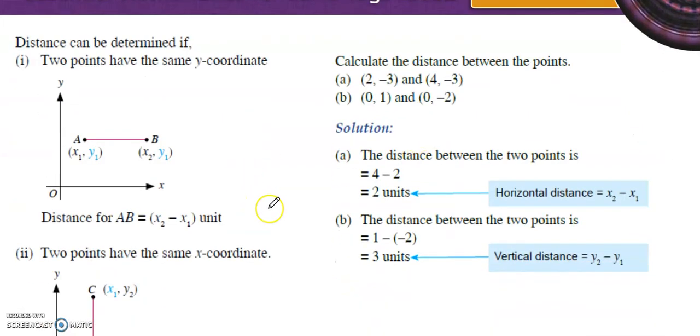Okay, this is how we calculate the distance for horizontal and vertical distance. So distance can be determined if 2 points have the same y coordinates. Bila y coordinate sama, maknanya you akan determine the horizontal distance. If you can see here, A dengan B, points A and B have the same y coordinates. Let's say kat sini ialah 5, so y coordinate dia ialah 5. Jadi bila y coordinates dia sama, kita akan calculate horizontal distance.